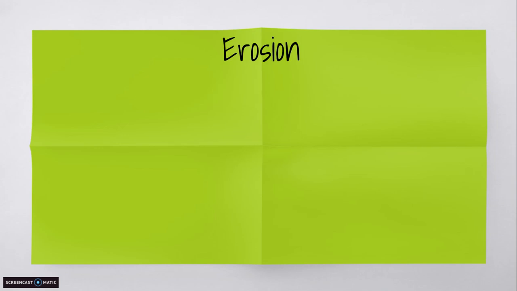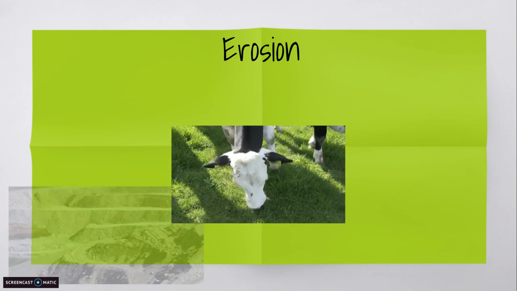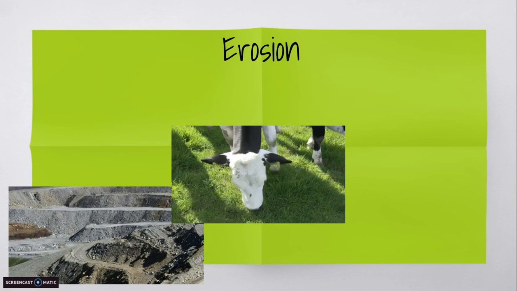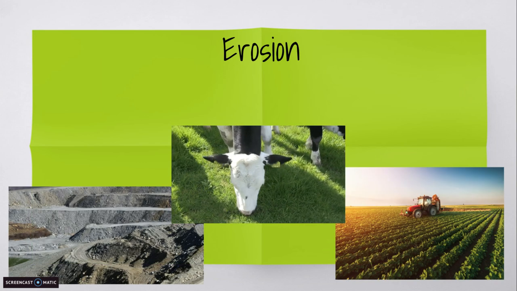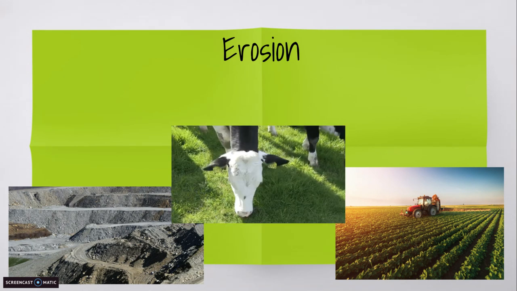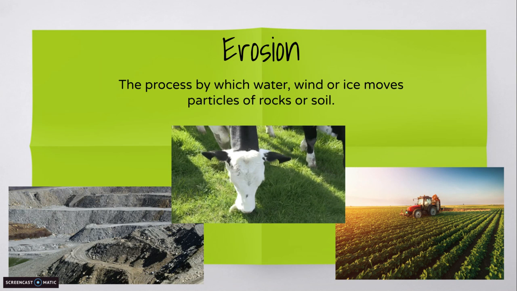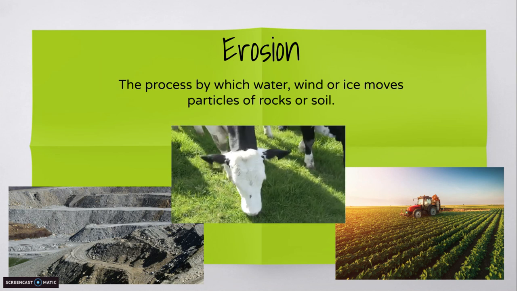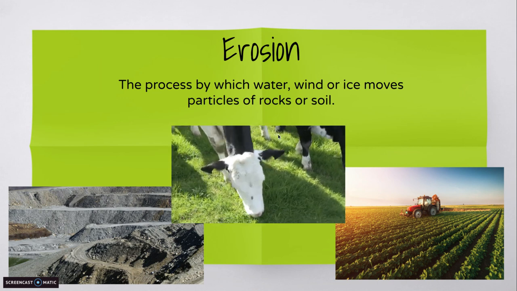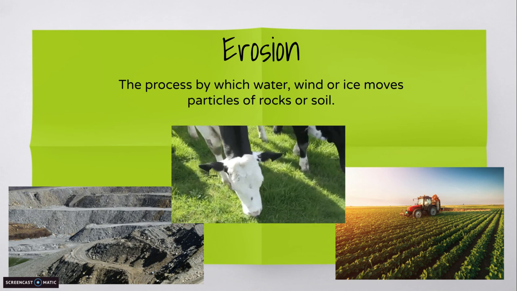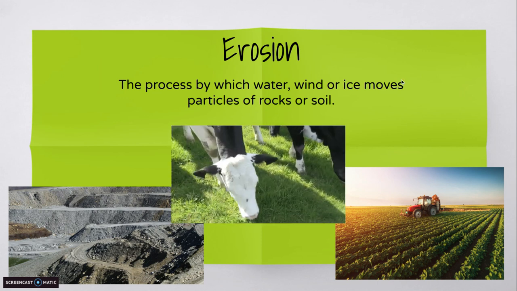See, normally plant roots hold soil in place, but when plants are removed due to overgrazing or mining, logging, or farming, the soil gets exposed, right? And the soil particles can then easily be moved or eroded. That's erosion, right? The process by which water, wind, or ice moves, that's the key word there, it moves particles of rock or soil. Weathering breaks it down. Erosion is the movement, okay?